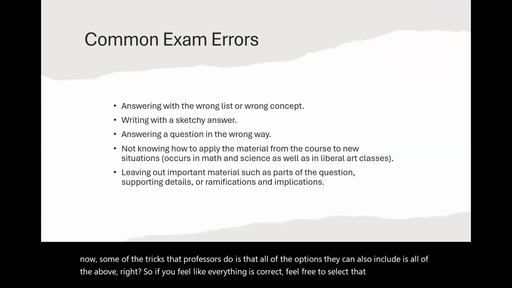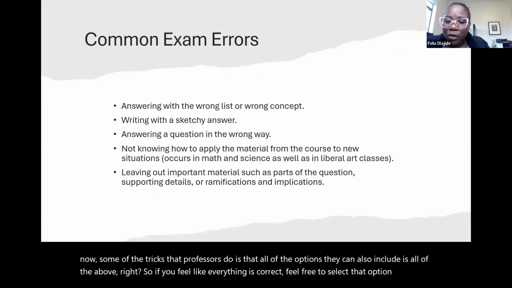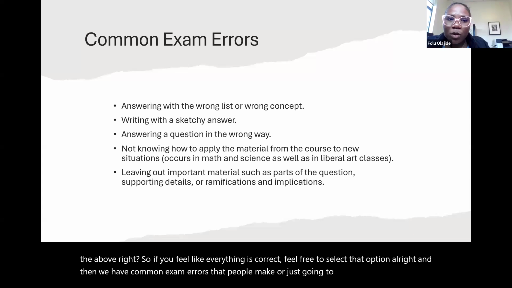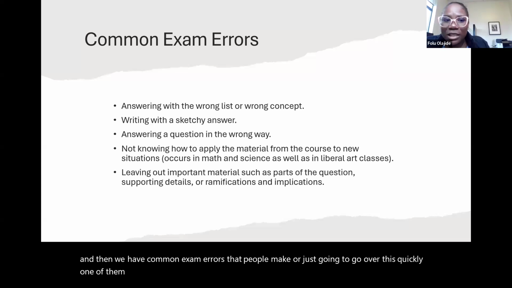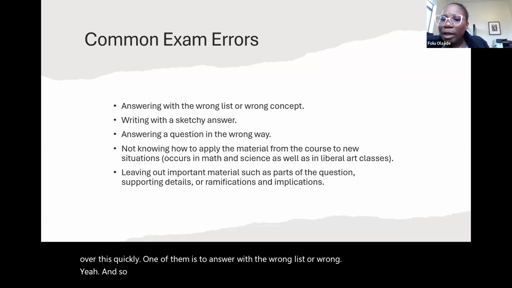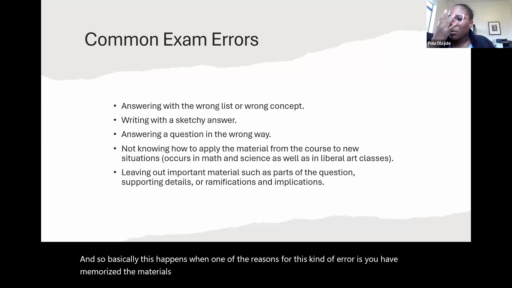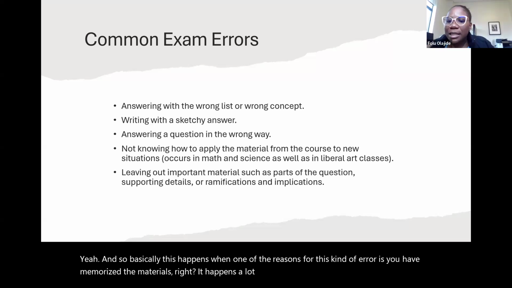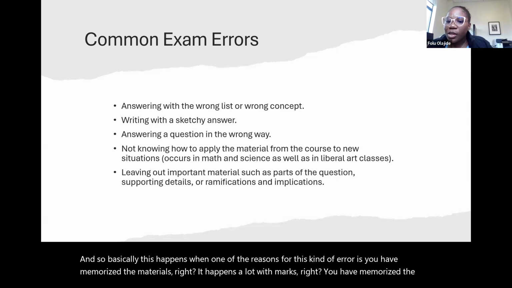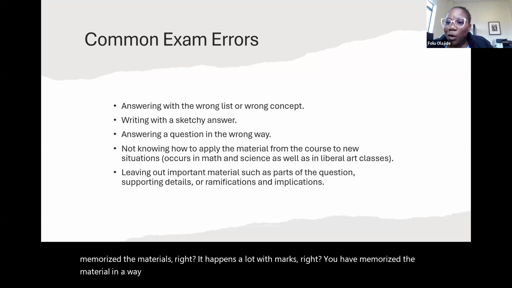Okay. And then we have common exam errors that people make. We're just going to go over this quickly. One of them is to answer with the wrong list or wrong concept. Yeah, and so basically this happens when one of the reasons for this kind of error is you have memorized the materials, right? It happens a lot with maths, right? You have memorized the material in a way that you have just memorized the question with the answer.